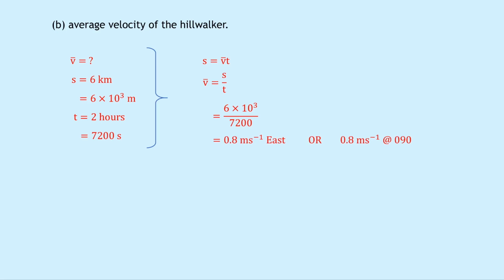Now remember, we need to state our direction. So there's a choice here, and you can either state it as 0.8 meters per second east or 0.8 meters per second at 090 with your bearing. So you don't need to write down both here, you just choose whichever one you prefer, whether you prefer using compass points or you prefer using bearings.